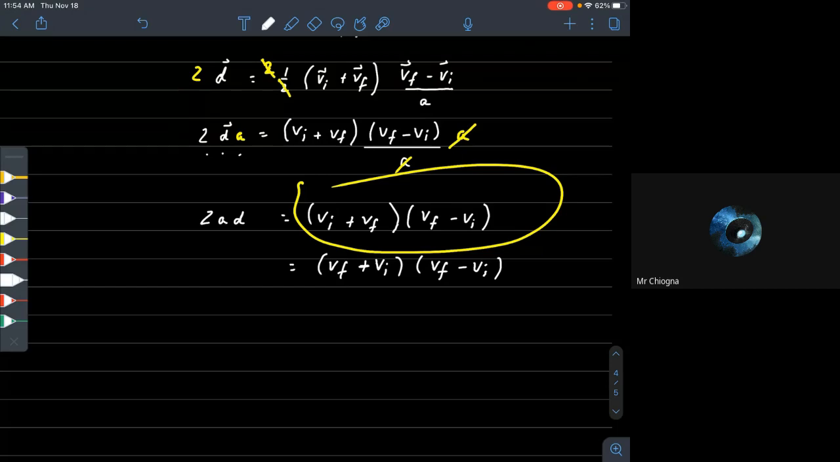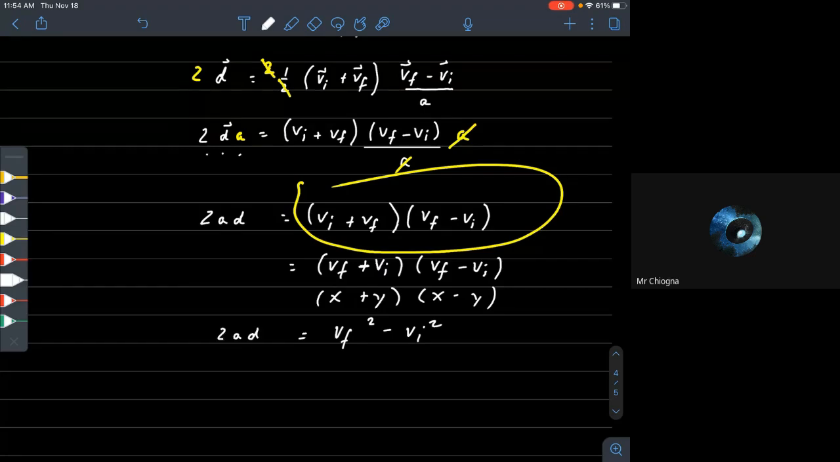Okay, let's go back to this. This is just like x. This is just like y. It's the same thing, or similar anyways. So what's my end result? X squared minus y squared. VF squared minus VI squared.